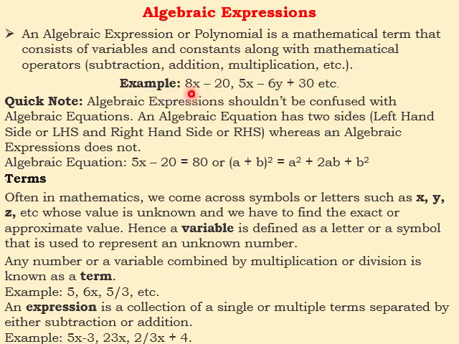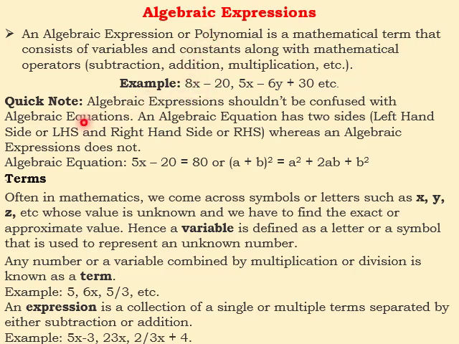For example, 8x minus 20 minus 6y plus 30, etc. Okay, this is an example of an algebraic expression because it has a constant that is 20, a variable that is x, and the minus symbol, and 8x means 8 is multiplied with x.